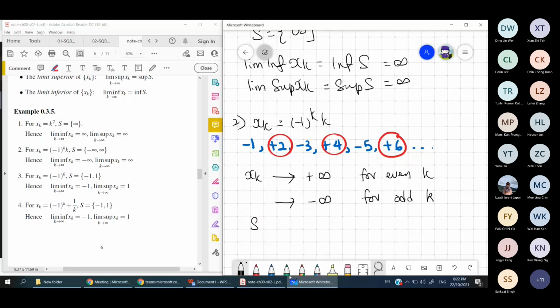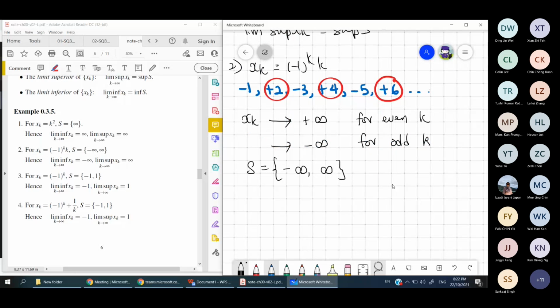So your S will be +infinity and -infinity. Okay, so there's only two options here. So then you have no choice: the smaller one must be the infimum, and this one will be the supremum. So here you can see the limit infimum will be negative infinity, and the limit supremum will be infinity. Okay, so that's the way.